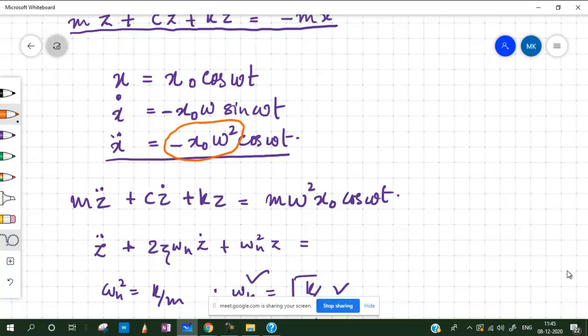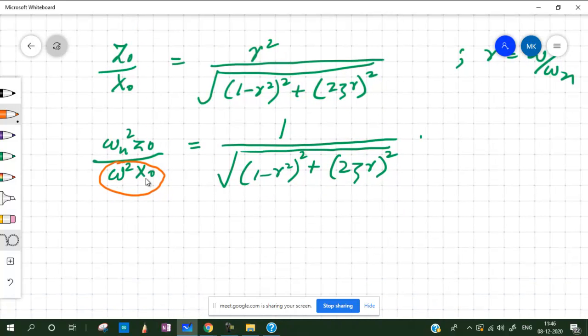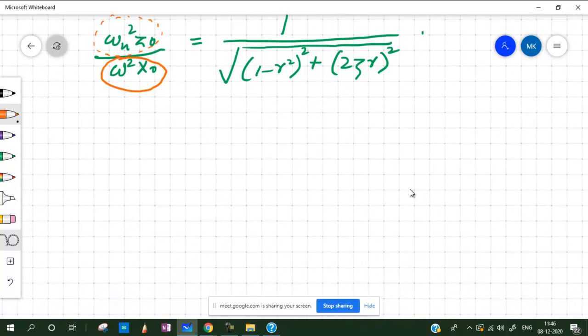So this part, you can just neglect the negative sign here, is x naught omega square. So what does this define? If this is the acceleration, this is the amplitude of the acceleration, or the amplitude of the object's acceleration which is moving. So this is nothing but omega square x naught. So we are getting the ratio of the acceleration amplitudes. These two are nothing but the ratio of the amplitudes of the acceleration.